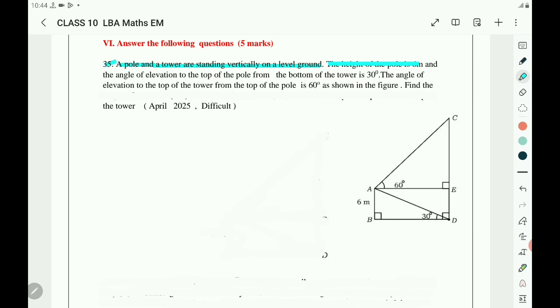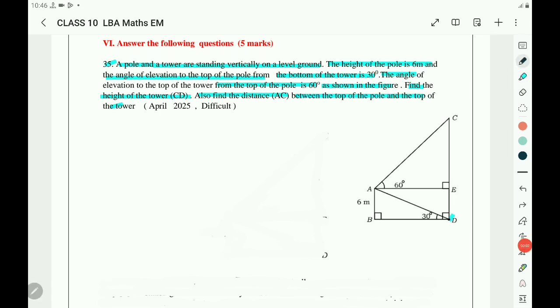The height of the pole is 6 meter and the angle of elevation of the top of the pole from the bottom of the tower is 30 degree. The angle of elevation to the top of the tower from the top of the pole is 60 degree as shown in the figure. Find the height of the tower CD. Also find the distance AC between the top of the pole and the top of the tower.